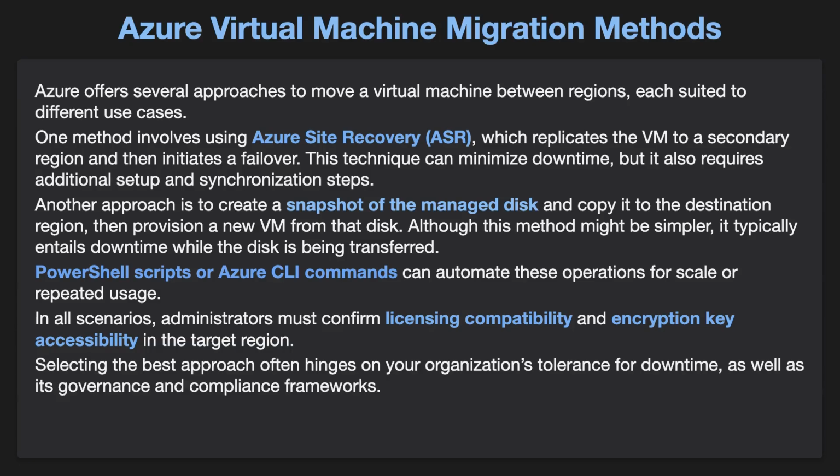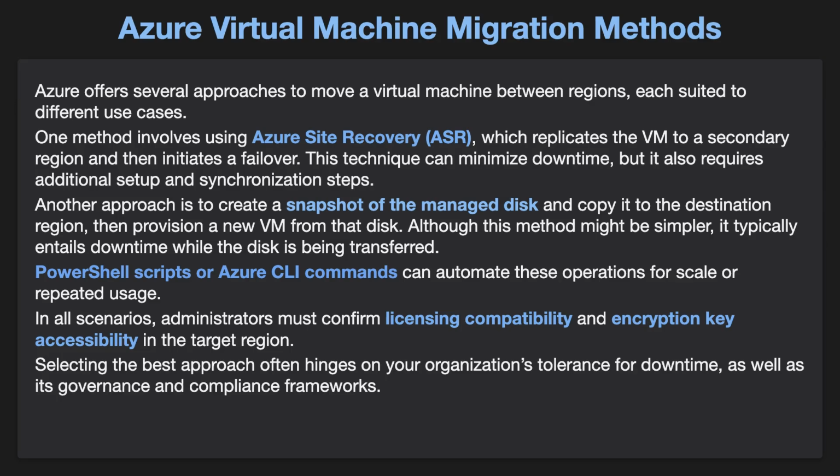Azure offers several approaches to move a virtual machine between regions, each suited to different use cases. One method involves using Azure Site Recovery, ASR, which replicates the VM to a secondary region and then initiates a failover. This technique can minimize downtime, but also requires additional setup and synchronization steps. Another approach is to create a snapshot of the managed disk and copy it to the destination region, then provision a new VM from that disk. Although this method might be simpler, it typically entails downtime while the disk is being transferred.